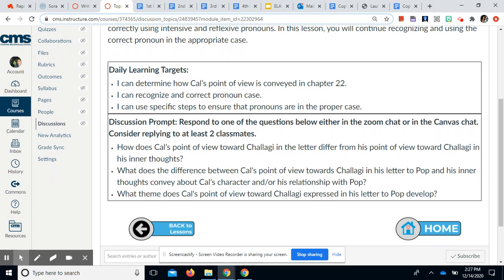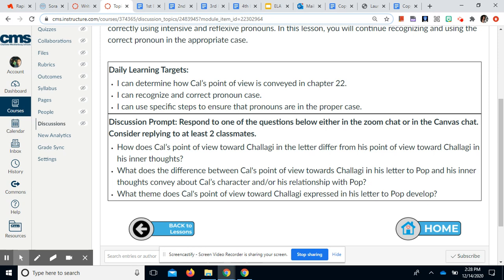Daily learning targets. I can determine how Cal's point of view is conveyed in chapter 22. I can recognize and correct pronoun case, and I can use specific steps to ensure that pronouns are in the proper case.